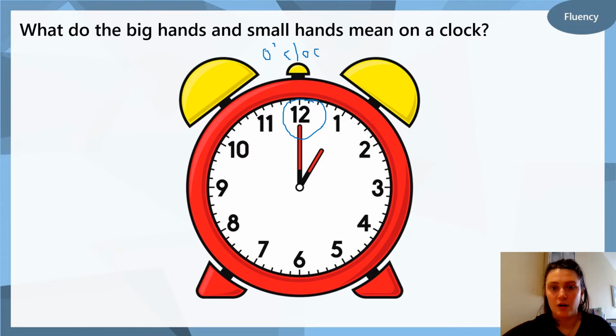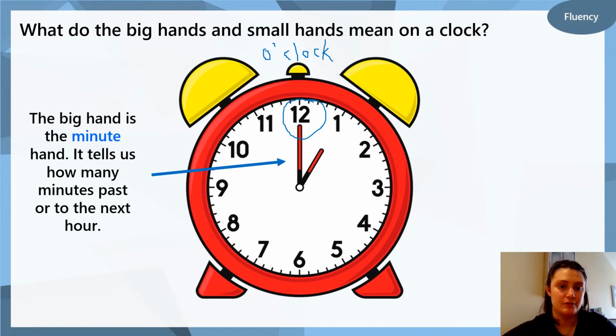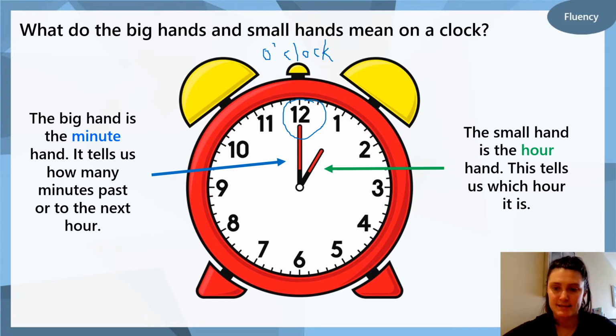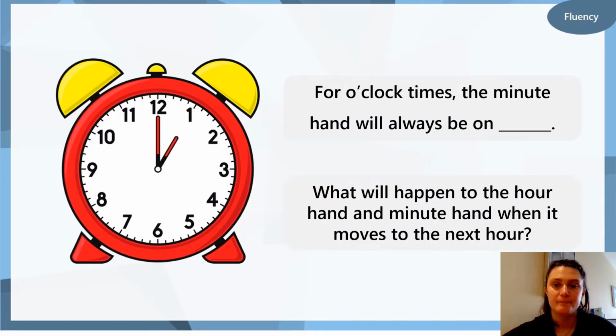So if this is an o'clock, we now need to look at the small hand to tell us which o'clock it is. So the small hand is pointing to 1. Very good. So it is 1 o'clock. So again, the big hand is the minute hand. It tells us how many minutes past or to the next hour. And the small hand is the hour hand. It tells us which hour it is. So we need to look at both of the hands to find the time. So for o'clock times, the minute hand will always be on 12.